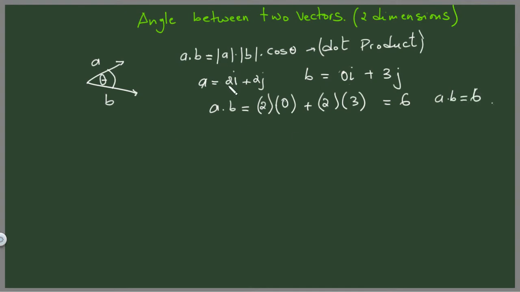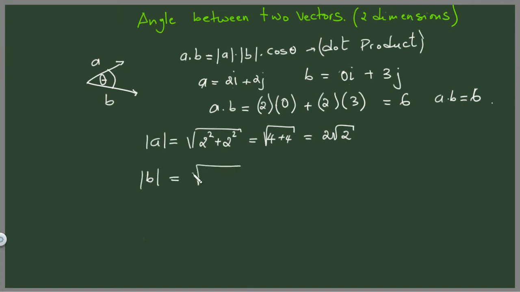Now we need the magnitude of both A and B. The magnitude of A is the square root of 2 to the power 2 plus 2 to the power 2, so 4 plus 4, which is the square root of 8, and that is 2 square root of 2. The magnitude of B is the square root of 0 squared plus 3 to the power 2, the square root of 9, which equals 3. So we have A dot B and the magnitudes, and we can find the angle between these two vectors.